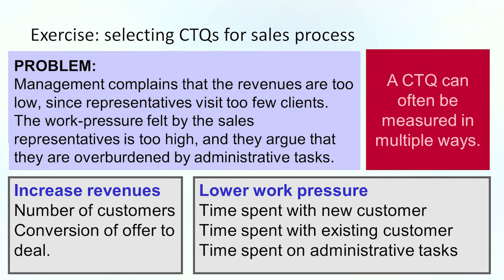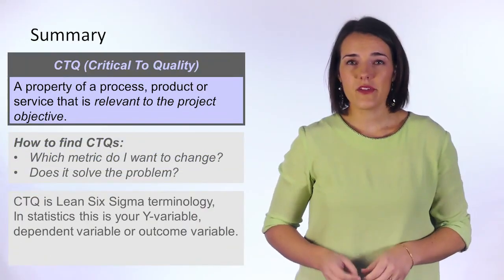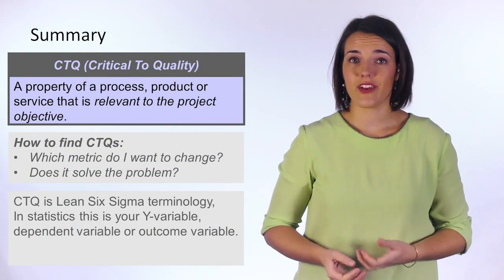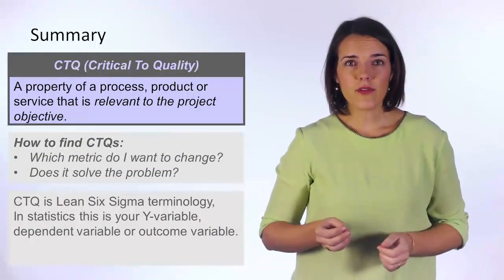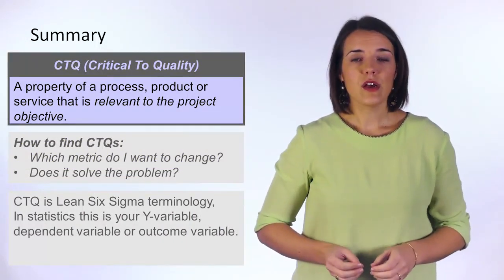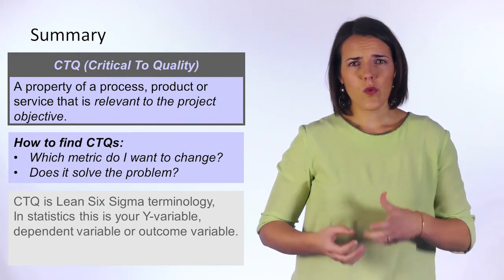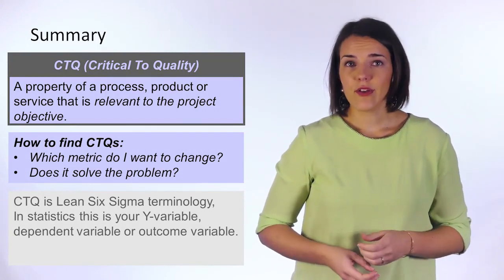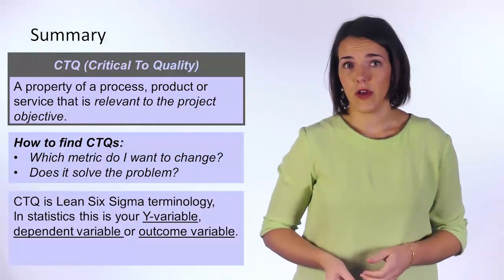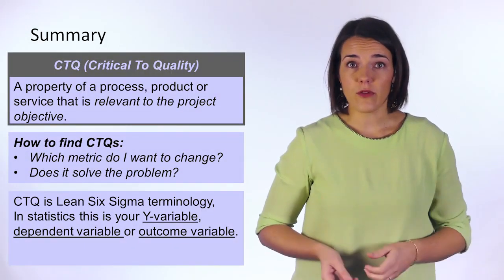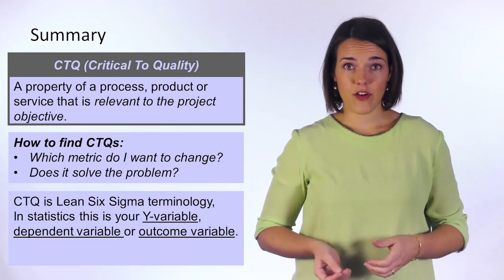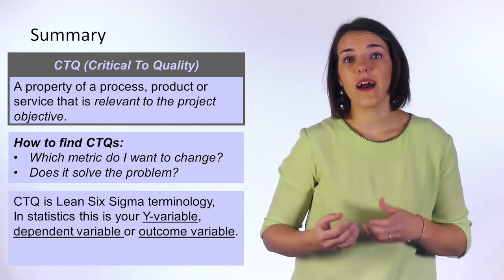There are often multiple ways in which you can select your CTQs. Always be critical when you select your CTQs and look whether they capture the project objective. In summary, a CTQ is a property of a process, product, or service that is relevant to the project objective. You can find it by asking yourself, what would you want to change? CTQ is Lean Six Sigma terminology. In statistics and other fields, this variable is called your Y variable, the dependent variable, or the outcome variable.